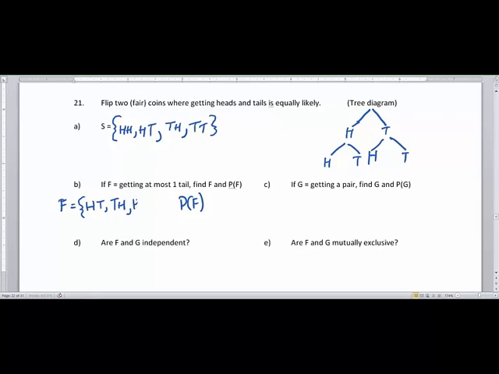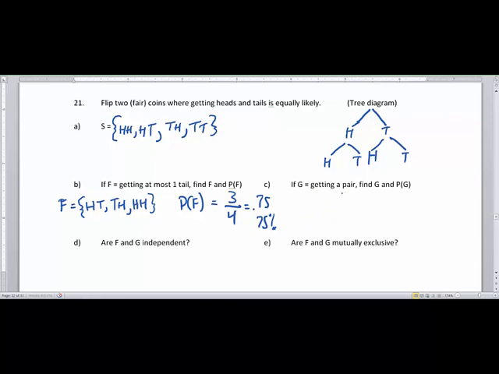Some of you are going to miss this one, though. Heads, heads. Now it says, getting at most 1 tail. This had no tails. But this just made the requirement, I don't want more than 1 tail. And hey, heads, heads doesn't have more than 1 tail. So the probability of this set F would be 3 in the numerator, because there's 3 elements out of 4, or 75%. 0.75, 75%.